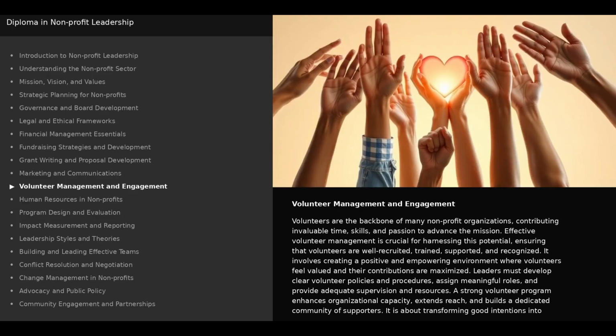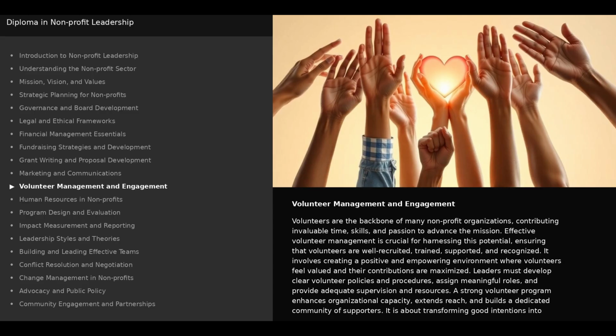Volunteer management and engagement. Volunteers are the backbone of many nonprofit organizations, contributing invaluable time, skills, and passion to advance the mission. Effective volunteer management is crucial for harnessing this potential, ensuring that volunteers are well recruited, trained, supported, and recognized. It involves creating a positive and empowering environment where volunteers feel valued and their contributions are maximized.